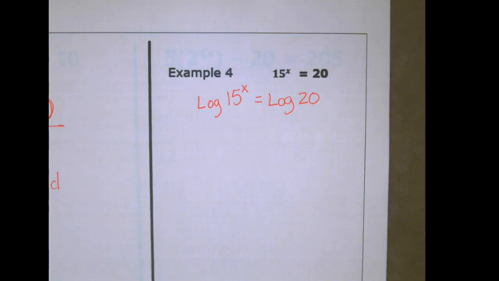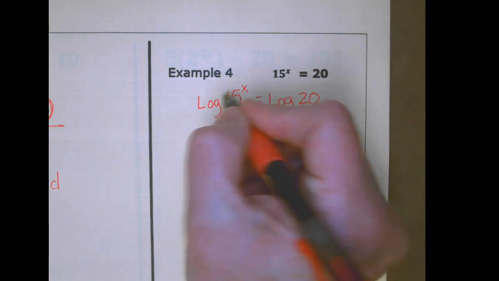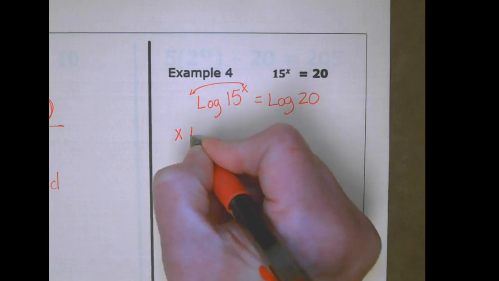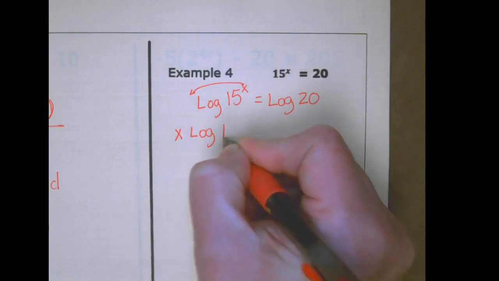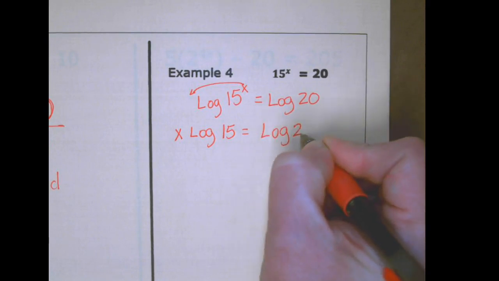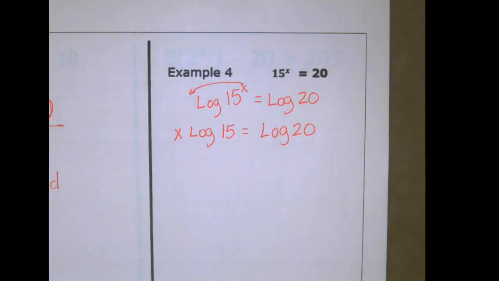Now, one of those rules we wrote down back on the definition and rule page was the power rule for this kind of problem right here. This power comes out in front. The x comes out in front by use of the power rule. Now I need to solve for x. What do I need to get rid of? The log and the 15.